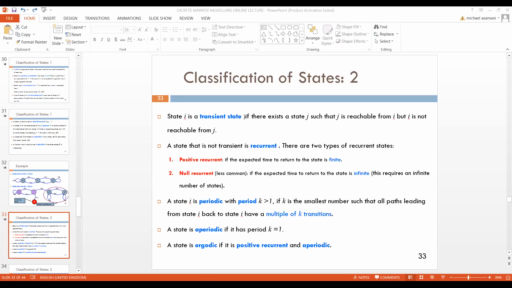Okay, so like I was saying, the periodicity is the number of time steps it takes to return to a particular state. So if you move from maybe a sunny day, and you want to find how many time steps it will take for you to return back to a sunny day, that is what we refer to as periodicity.